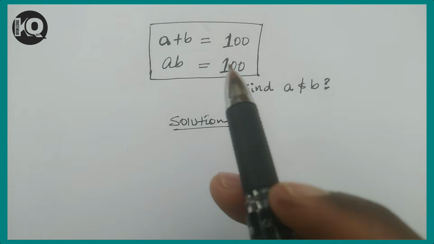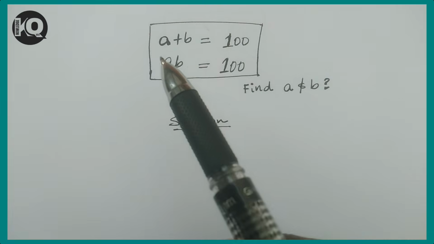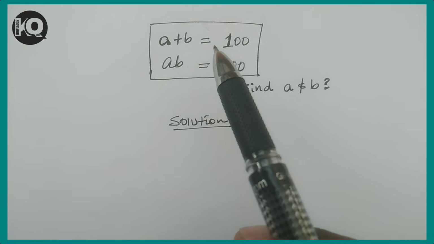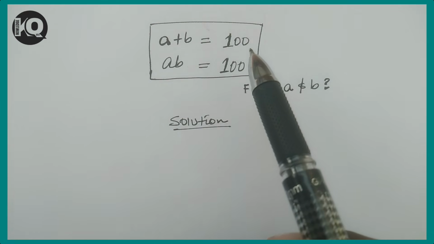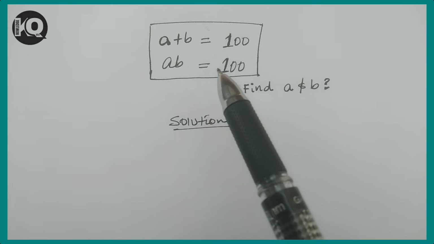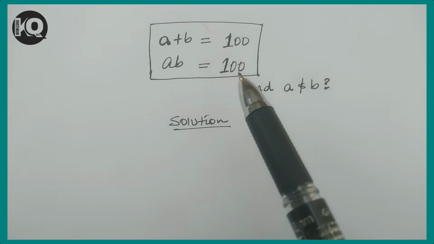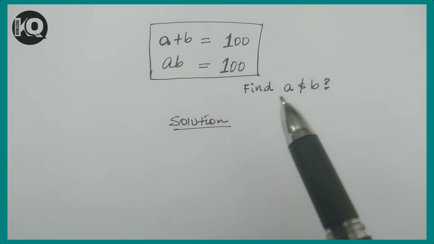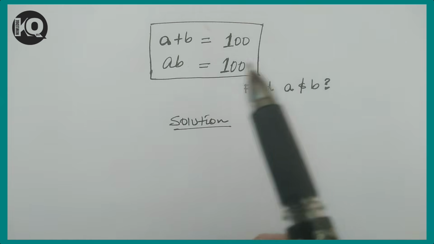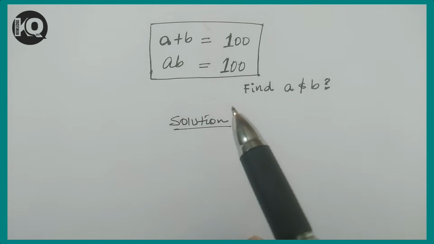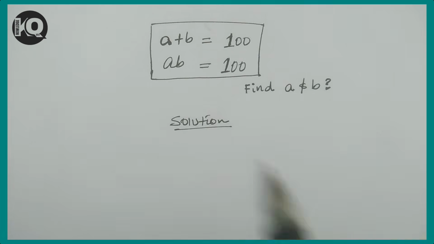Hello everyone, welcome. Let's solve this problem: a plus b is equal to 100, and a times b is equal to 100 is given. So find the value of a and b from these equations. Let's go to the solution.